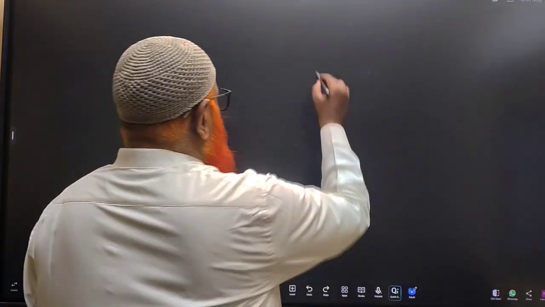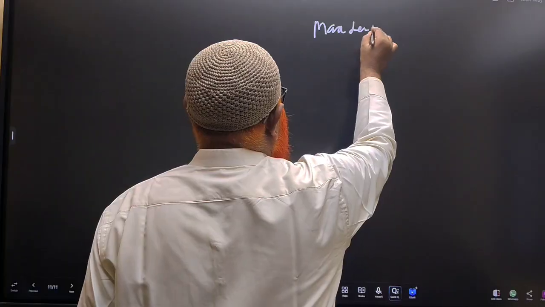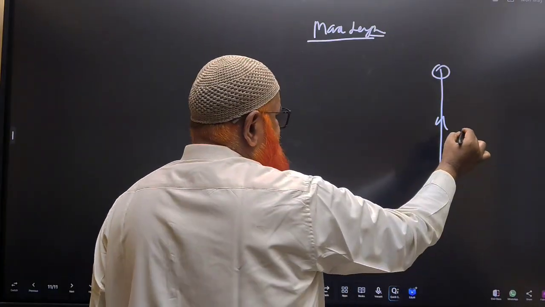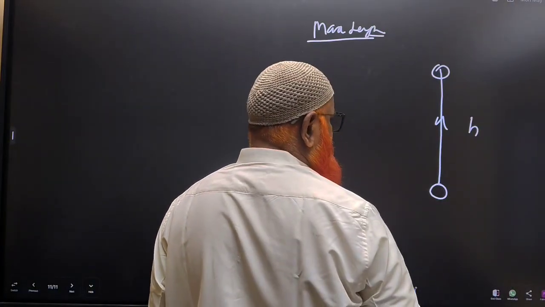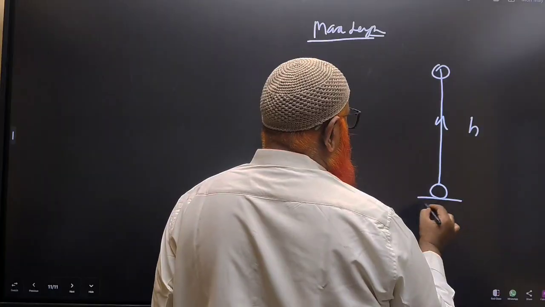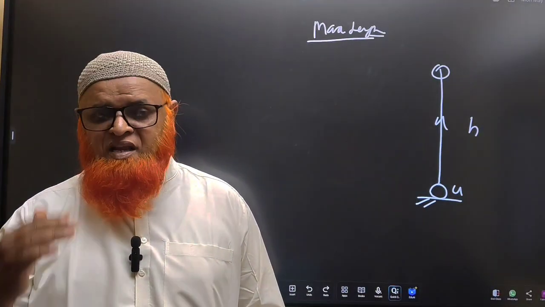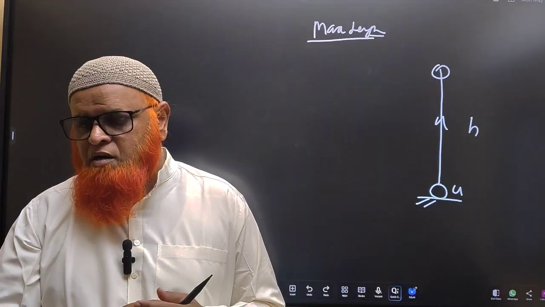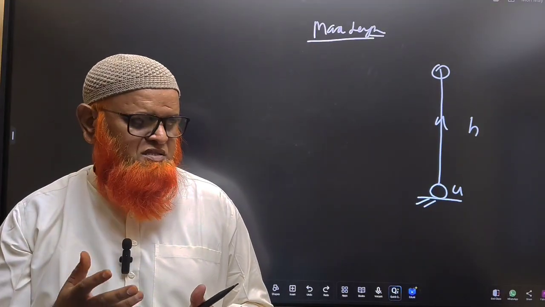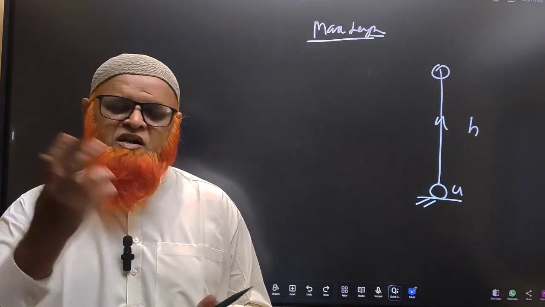The second situation is what is going to be the maximum height. If you throw any body upwards, what is the maximum height reached by the body? Now let me create one situation for better understanding. Your friend is on the second floor. He was playing with a ball on the second floor with his sister. She threw the ball in a different direction.